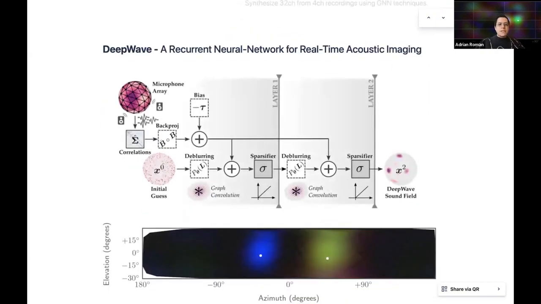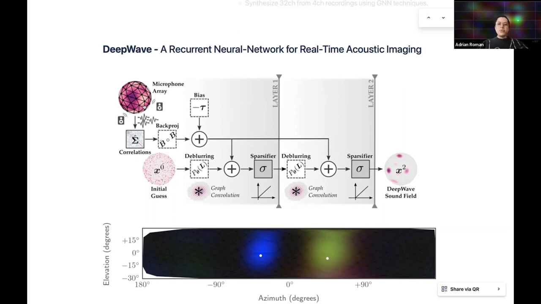So DeepWave, as I mentioned, is the graph signal processing model we use in this project. It is a recurrent neural network for real-time acoustic imaging. And something that makes DeepWave interesting is that it is a model capable of rendering high-resolution spherical maps in a matter of milliseconds. So it's a very fast model. And DeepWave's architecture is also fairly simple. It's made out of these building blocks that you see here, the squares and circles.